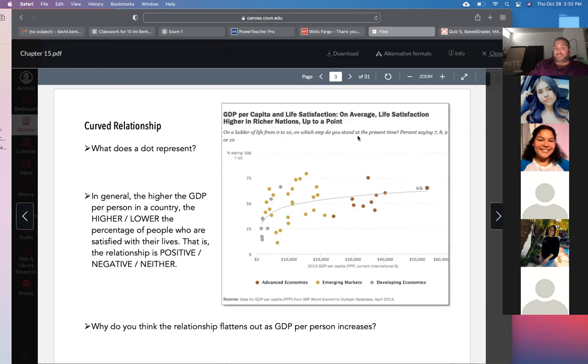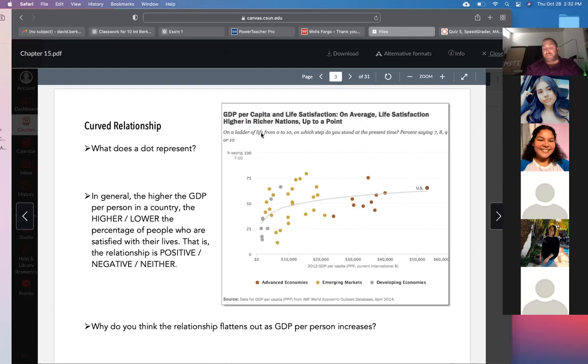Which step do you stand at the present time? In other words, if I asked you right now, where are you on the ladder of life? You might say a 3 or a 4. You're in college, you haven't gotten a full-time job, you don't have a family, you don't have a house. There's various things that you might see as the passage through life, and where are you on that ladder? You might give a lower number.